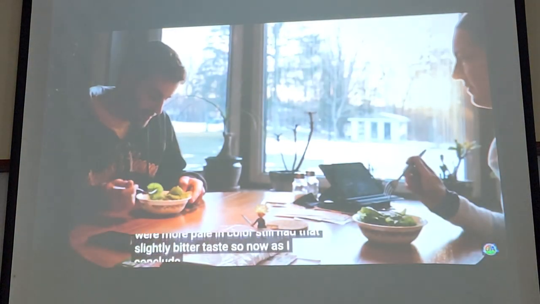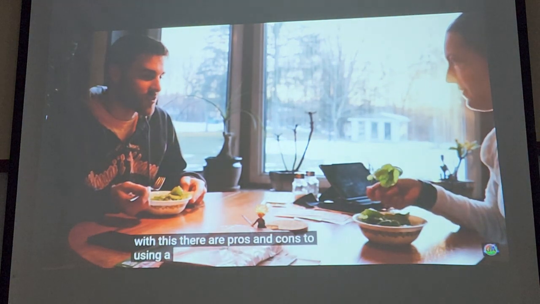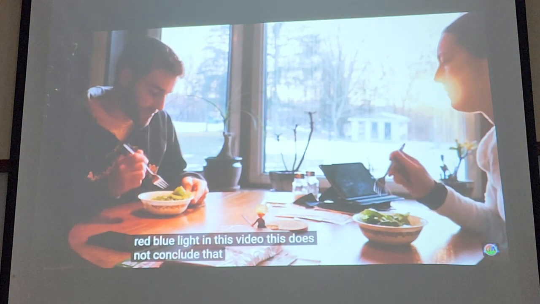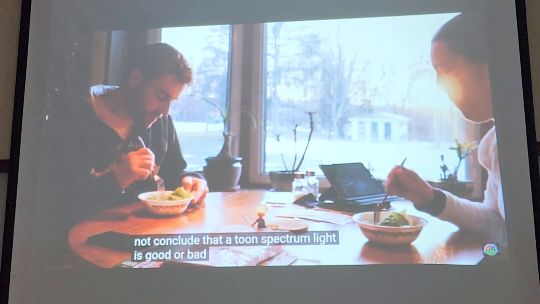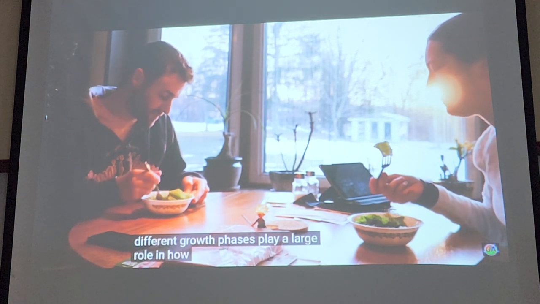So now as I conclude this video, I will leave you with this. There are pros and cons to using a tuned spectrum light such as the red-blue light in this video. This does not conclude that a tuned spectrum light is good or bad. Different plants and different growth phases play a large role in how the light is tuned.